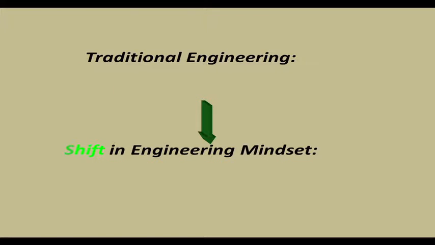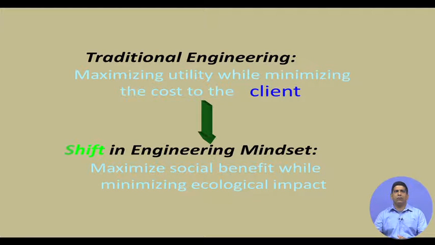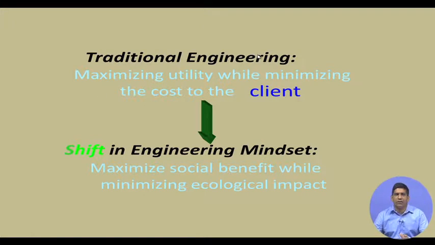But as we move towards sustainable engineering, we have to start thinking a little differently. We have to shift the engineering mindset. In traditional engineering, we maximize utility by minimizing cost to the client. But in sustainable engineering, we also have to maximize social benefit while minimizing the ecological impact. Traditional engineering was more from an economic point of view, but now we are thinking we need to have a social benefit. That's the social angle of sustainability, and minimizing ecological impact is the environmental angle. So social, environmental, and economic: all three need to come together.